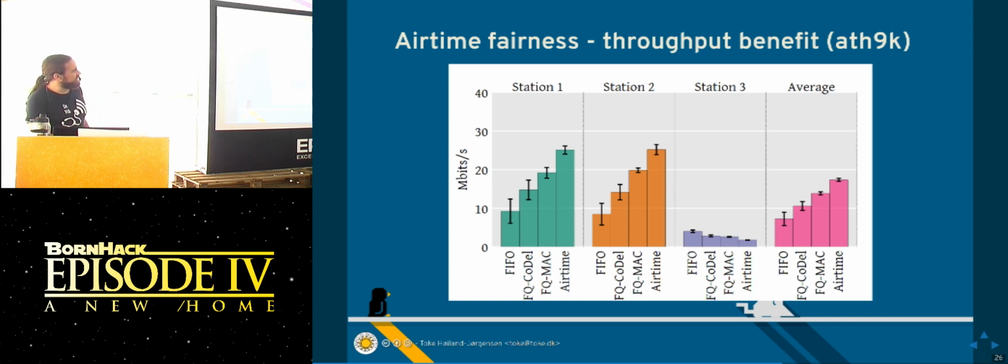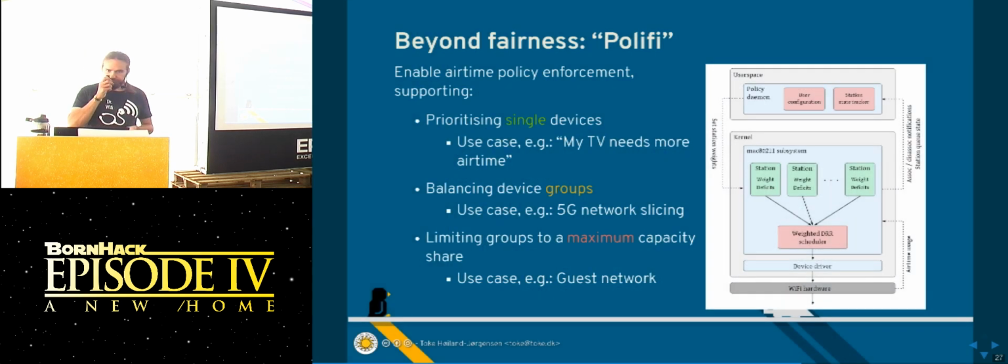But for just fairness, this is the aggregate throughput. This is the average of all your stations on the network. So this is sort of the aggregate throughput for your whole network. You get a more efficient network. You can transfer more data on your Wi-Fi network, which is nice. So, policy.